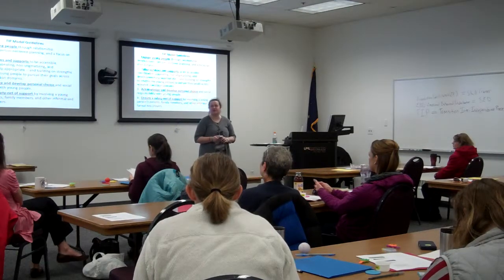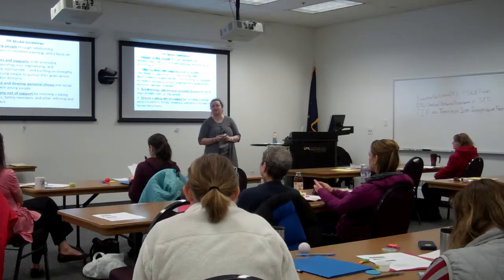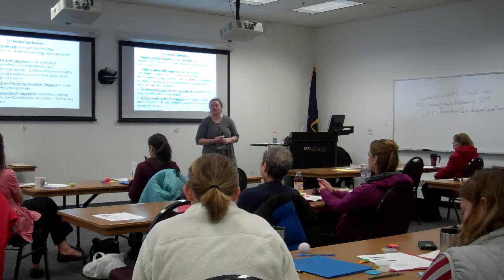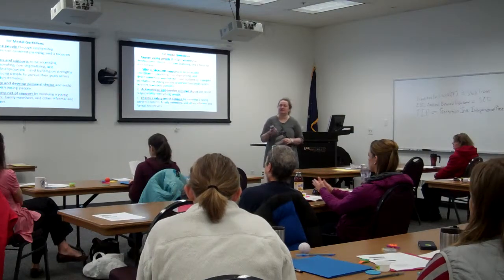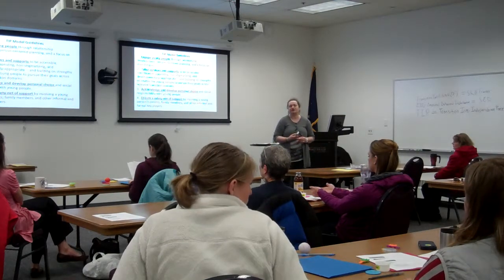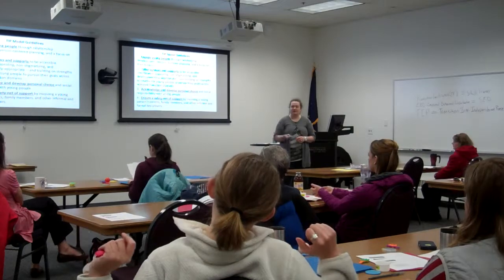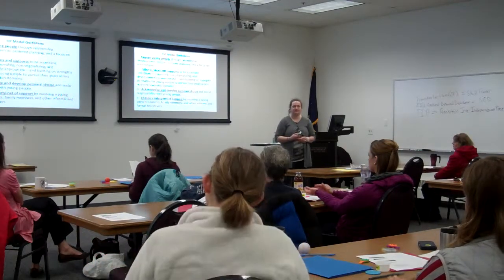We're going to acknowledge and develop personal choice and social responsibility with young people, and we're going to ensure a safety net of support by involving the young person's parents, family, other informal players, and formal players. So on the first 4, what sticks out to you guys?